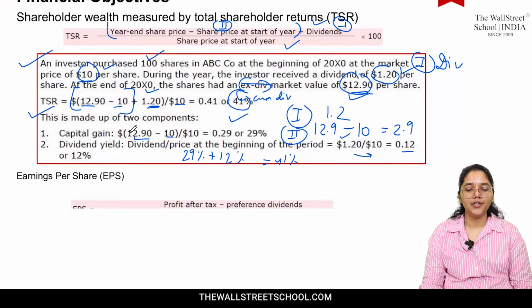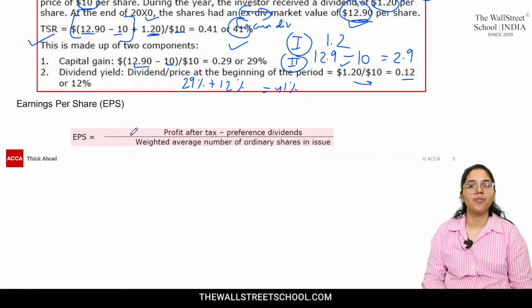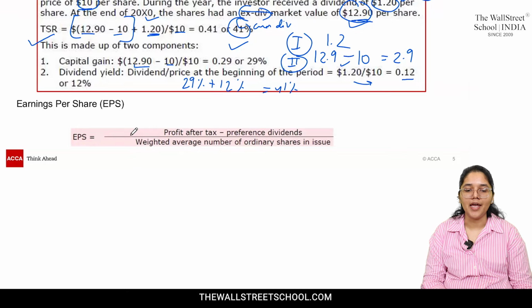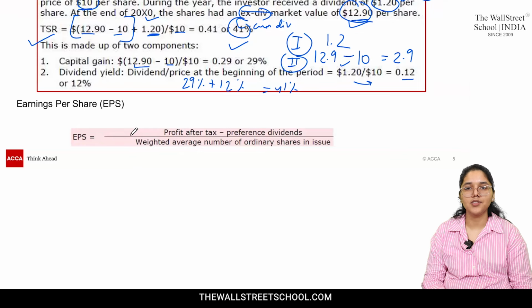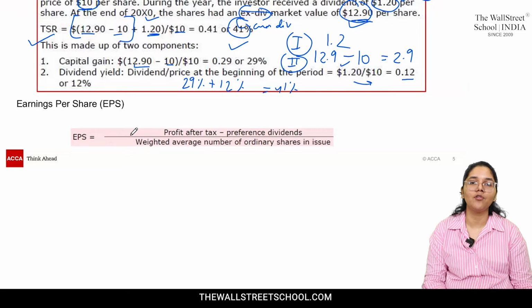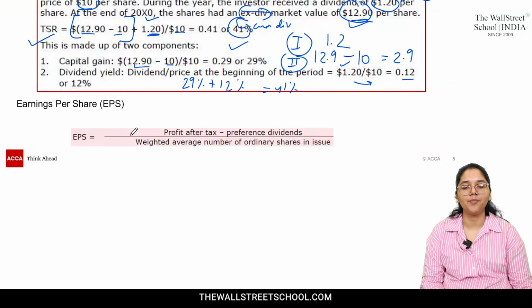Now let's read further about another way to measure shareholder return, which is EPS. EPS stands for earnings per share. So this means however much profit is left for the shareholders, you divide that by the number of shares and that gives you the earnings per share. How much the shareholder has generated per share is what you measure in EPS.